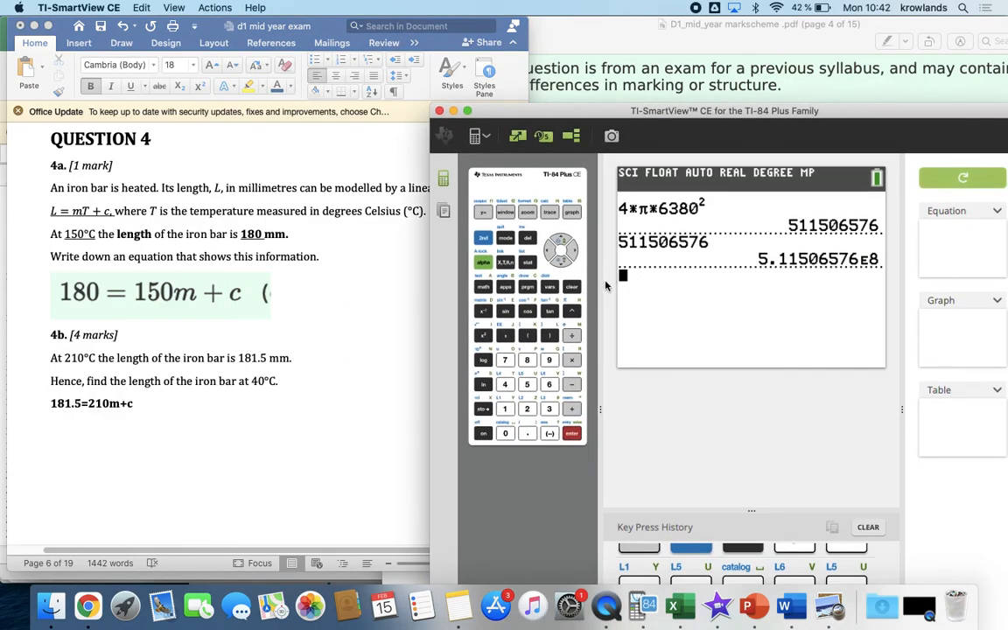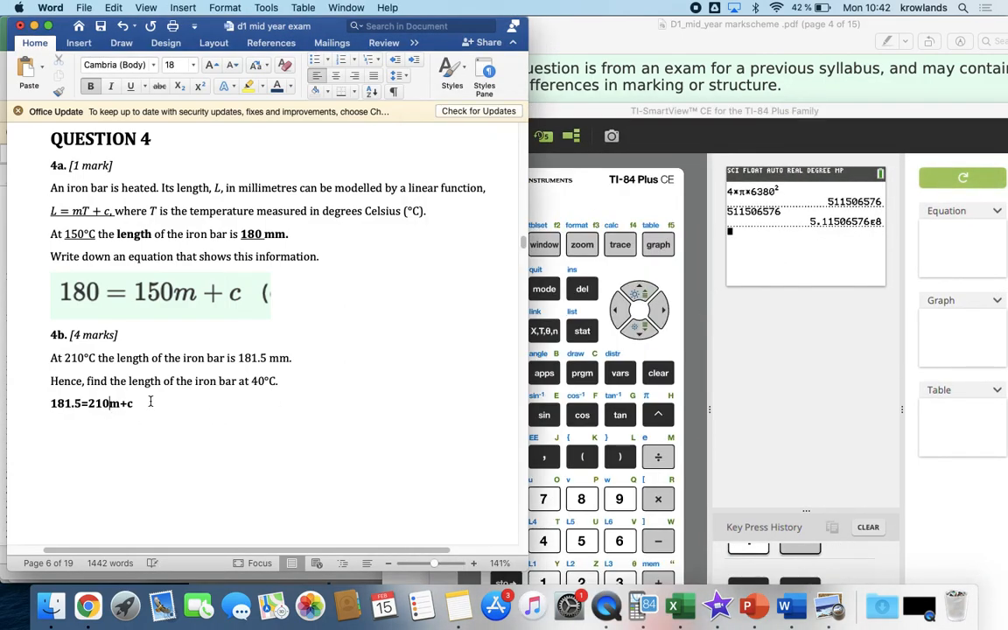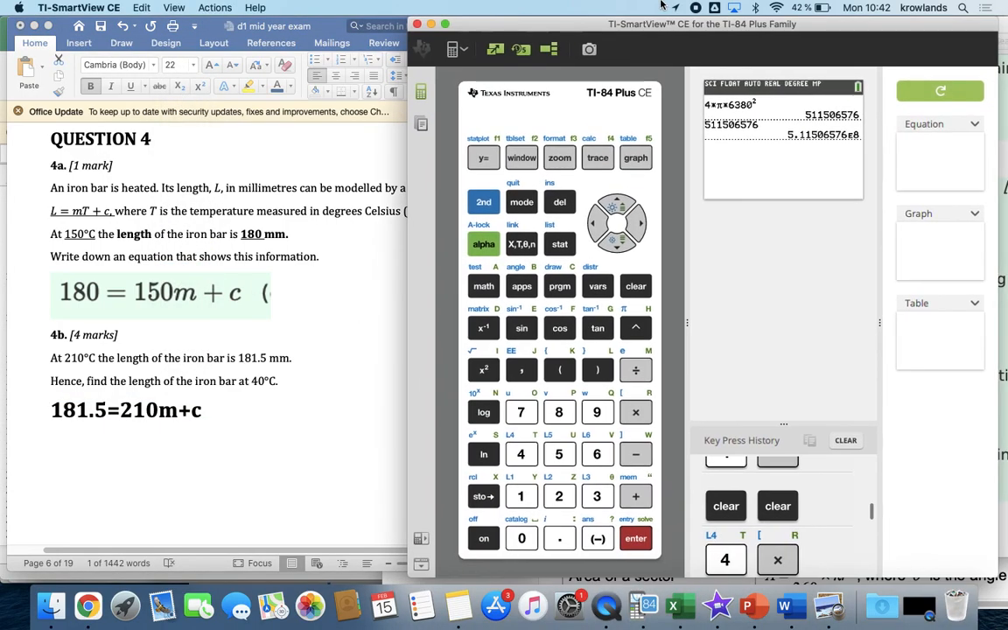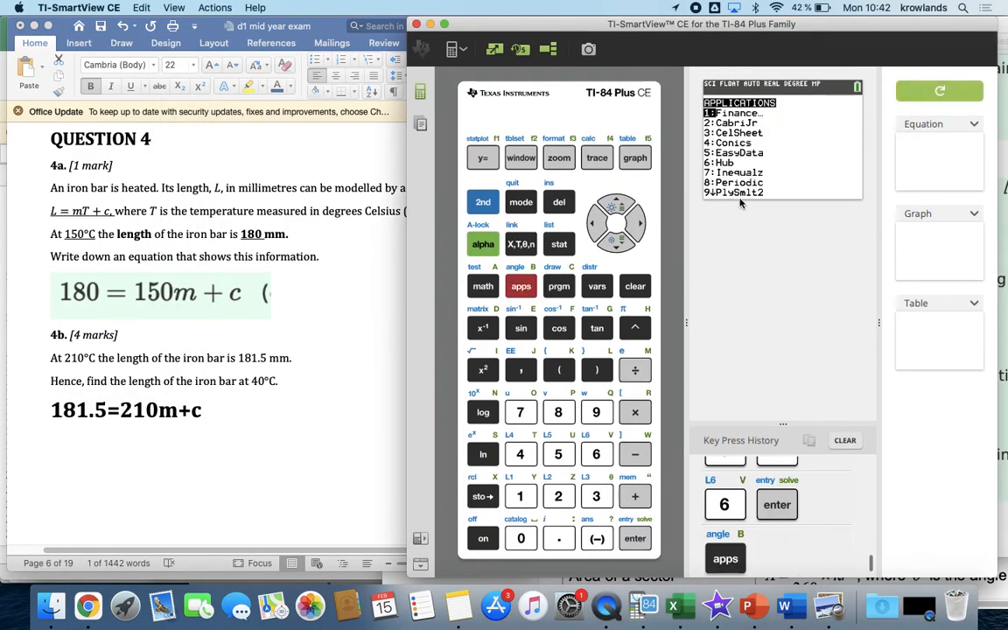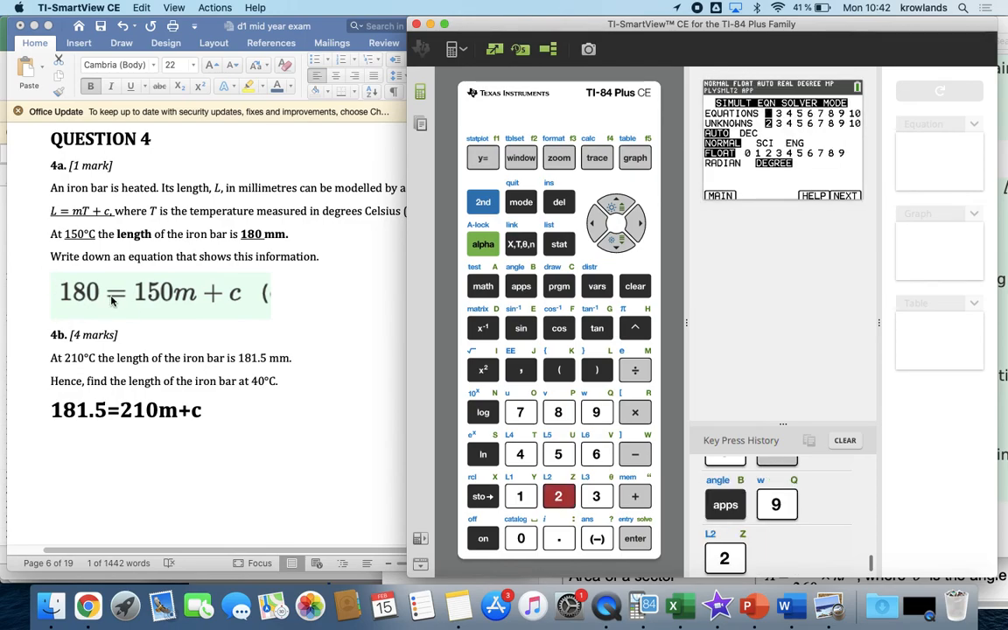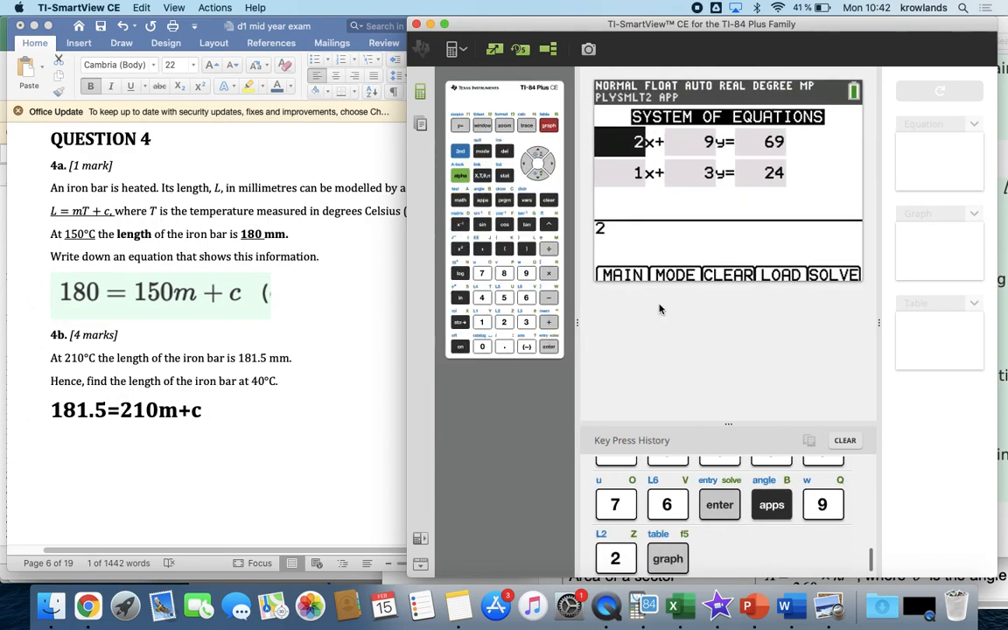So in order to solve this, you need to work out what m and c is. We have 2 equations, so this is clearly going to be a simultaneous equations. So what we need to do is we need to go to apps. We need to go to PolySmlt, I believe, which is number 9, simultaneous equation solver, which is number 2. Now in this equation there are 2 unknowns, m and c. There's 2 equations, so we press next.